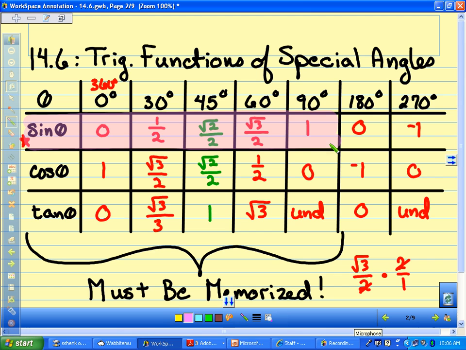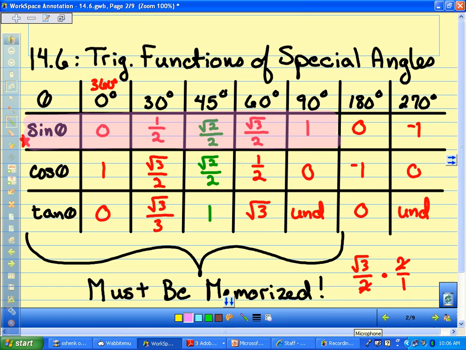Sine and cosine are just opposites of each other, right? Sine goes 0, 1/2, radical 2 over 2, radical 3 over 2, 1. Cosine just goes backwards. Cosine is 1, radical 3 over 2, radical 2 over 2, 1/2, and 0. So if I know the sine line, do I know the cosine line? Yeah, I just reverse it. And then how did we get the tangents? We just divided. We took the sine and divided it by the cosine to get that.